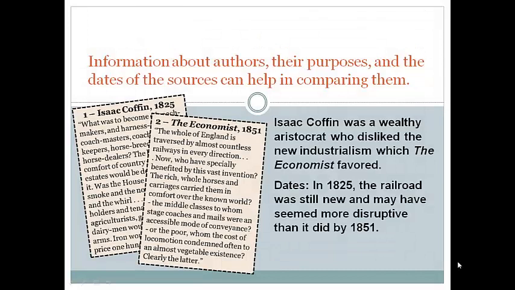Information about authors, their purposes, and the dates of the sources can help in comparing any group of sources. These two sources clearly had different goals in opposing or favoring railroads. Also, the difference in their dates might account for some of their differences in point of view. By 1851, railroads may have seemed less disruptive. Their benefits might have become more apparent.